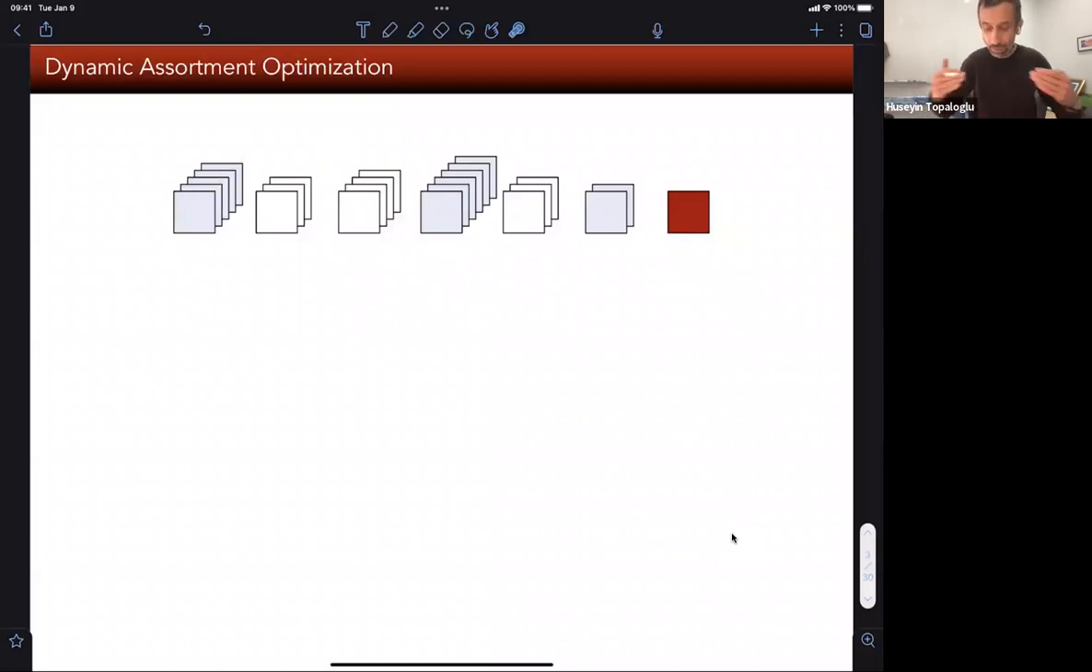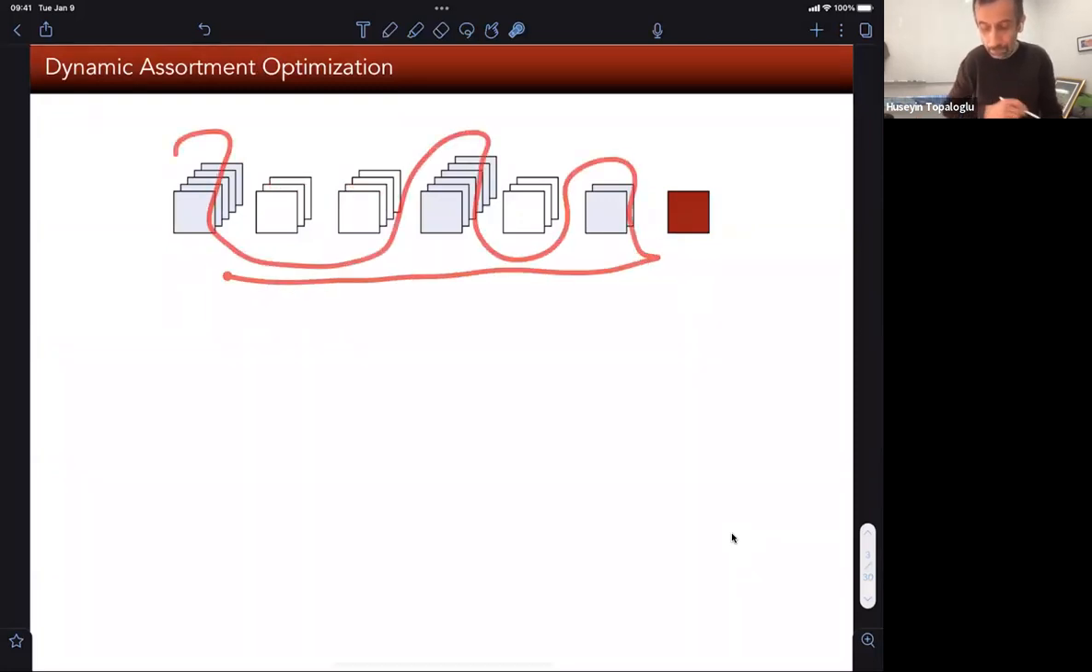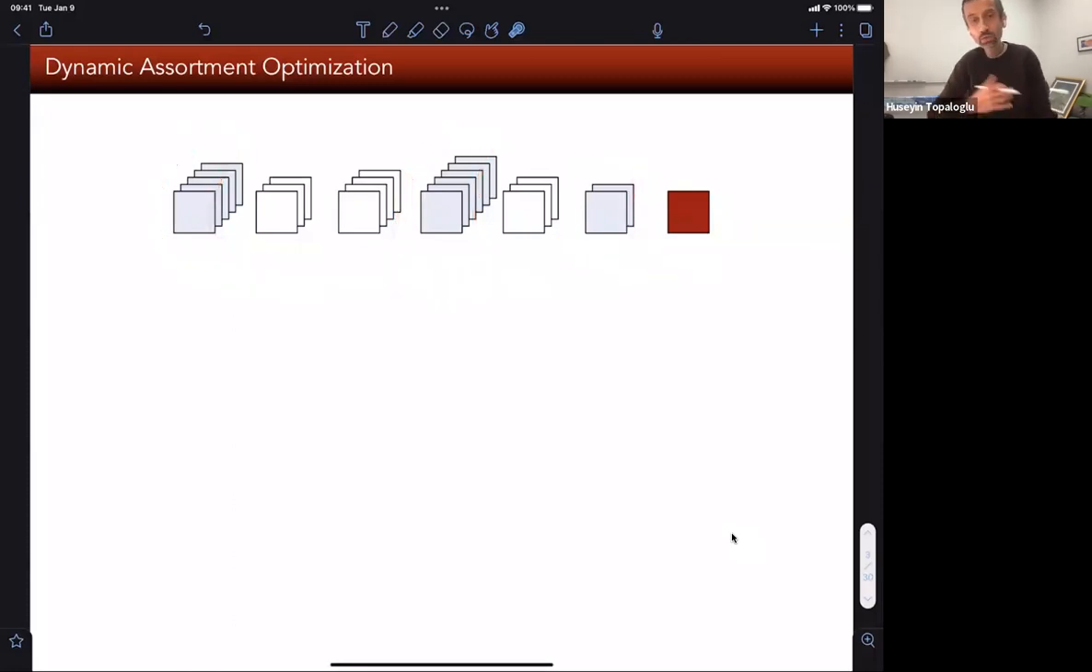So when customers come into the system, we're going to look at how much inventory we have for each one of these products. And we're also going to look at how much time we have left for selling these products. Based on those two pieces of information, we're going to figure out which assortment of products to offer to the arriving customer. And the customer is going to look at the offered assortment, and she's going to make a purchase within the offered assortment or leave the system without purchasing anything.